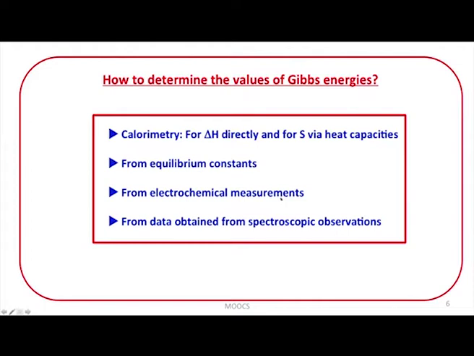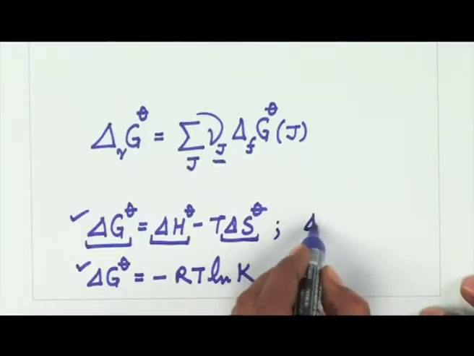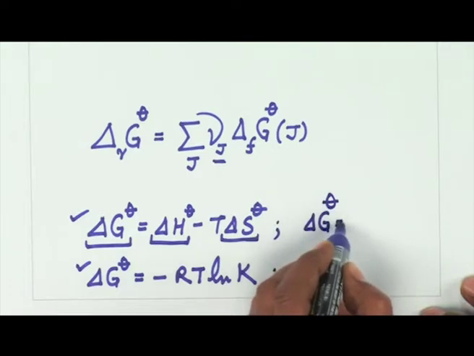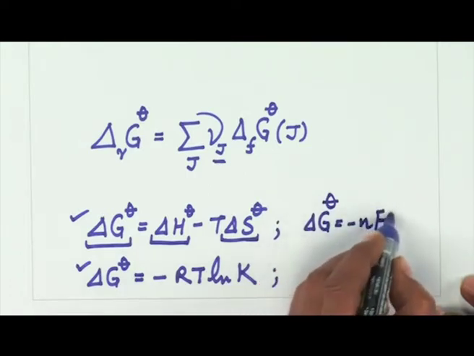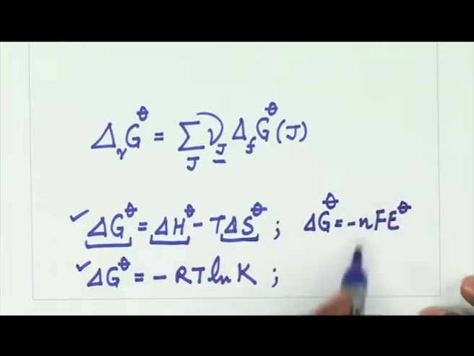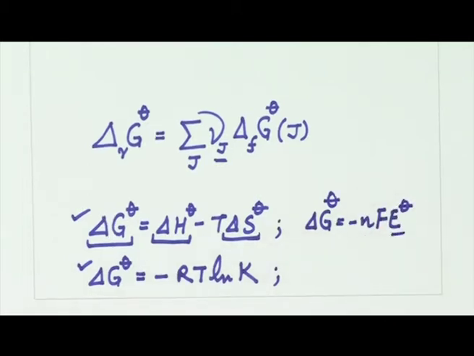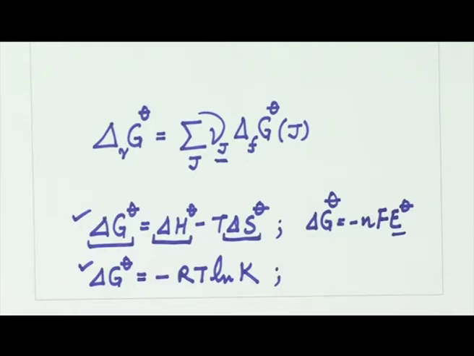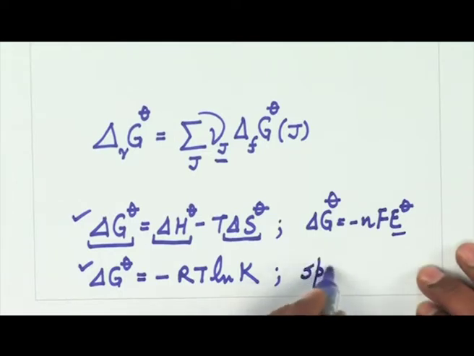Third one is from electrochemical measurements. We know delta G naught is equal to minus n F E naught. So, if I know the cell potential or potential corresponding to the particular reaction which involves the change of electrons, delta G naught can be measured from electrochemical measurements. And the fourth one is from spectroscopy.